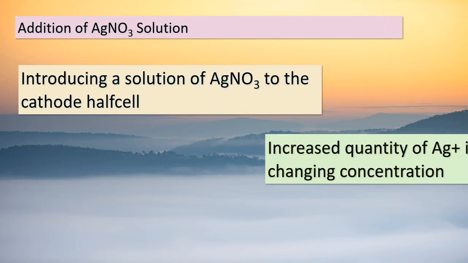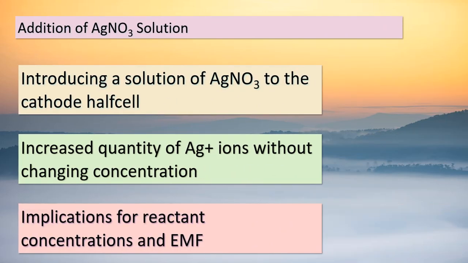Time to uncover the outcomes of introducing AgNO3 to our voltaic cell's cathode half cell. By doing so, we're adding more Ag+ ions, while keeping the concentration constant. How does this alteration influence the reactant concentrations and, in turn, the EMF of the cell? Join me as we unravel the effects of this change.